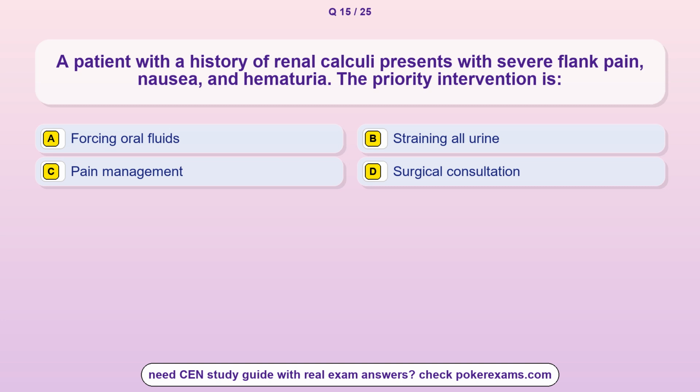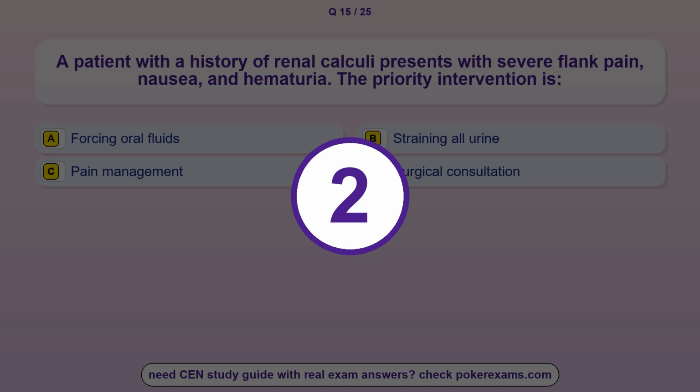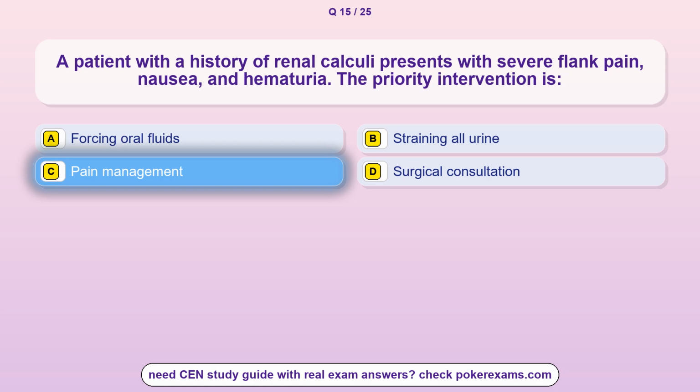Question 15. A patient with a history of renal calculi presents with severe flank pain, nausea, and hematuria. The priority intervention is option A, forcing oral fluids. Option B, straining all urine. Option C, pain management. Option D, surgical consultation. The correct answer is option C, pain management.